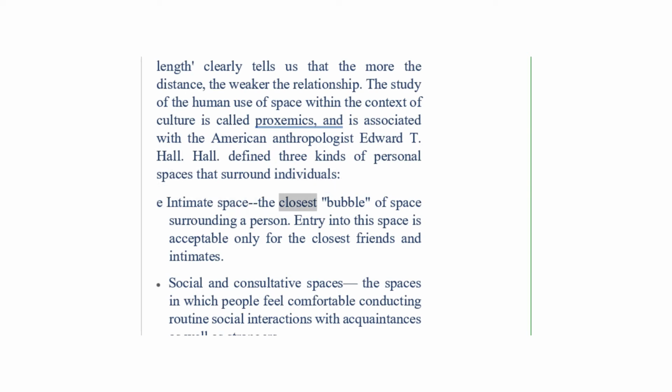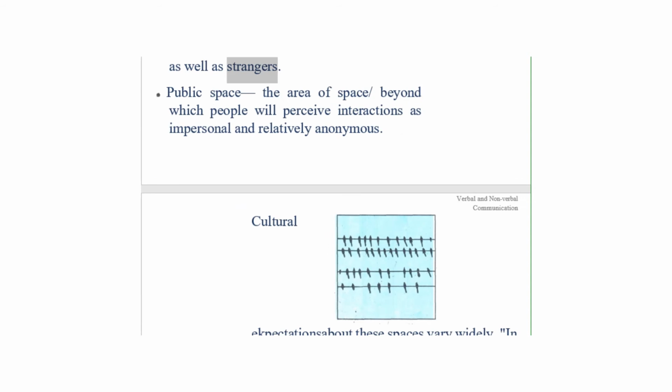Intimate space, the closest bubble of space surrounding a person. Entry into this space is acceptable only for the closest friends and intimates. Social and consultative spaces, the spaces in which people feel comfortable conducting routine social interactions with acquaintances as well as strangers. Public space, the area of space beyond which people will perceive interactions as impersonal and relatively anonymous.